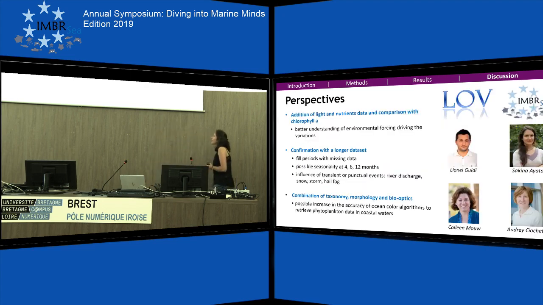And as perspectives, well, it was a first step in our analysis. We still have a lot of things to do. We are going to add light and nutrients that were not available during the analysis, and we also want to compare more deeply with the chlorophyll A so that we can have a better understanding of what's at the origin of those changes in morphology. We want to confirm it with a longer data set, of course, because we have, as you've seen, a lot of periods where we have missing data, and because there are seasonalities at 4, 6, 12 months that could also be investigated. And we could also look at very transient events.